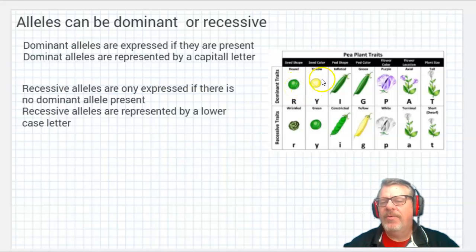Another trait he looked at was pea color, and yellow is dominant over green. So you have a capital Y for the dominant and a lowercase y for the recessive. And each one of these is just another trait that he studied.